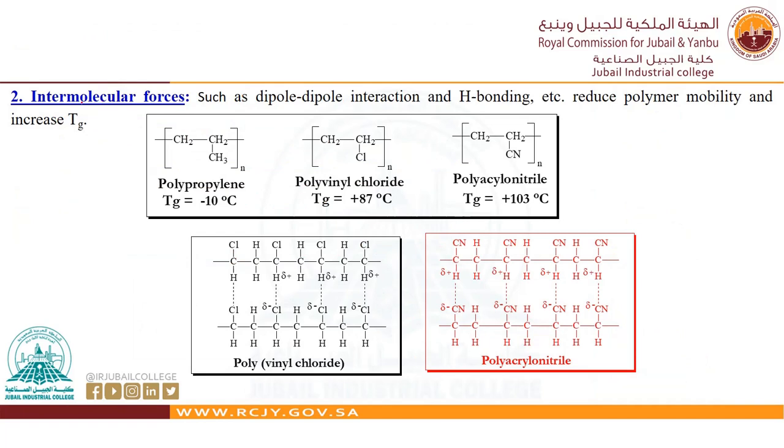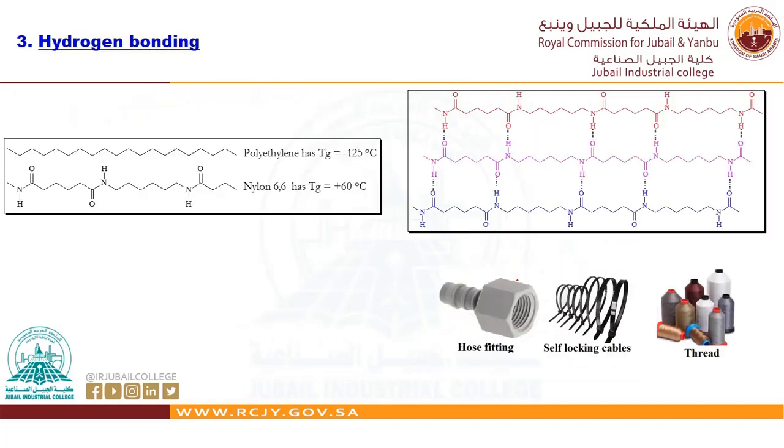Now we have some polymers that have what we call intermolecular forces. For example, this is only an olefin, a hydrocarbon polymer with only carbon and hydrogen, which is polypropylene. But this one has Cl, which is highly electronegative. You have CN, and nitrogen is highly electronegative. You end up with a dipole, and this dipole will make the polymer chains interact. Once they interact with each other, they reduce flexibility, and reduced flexibility means high glass transition temperature.